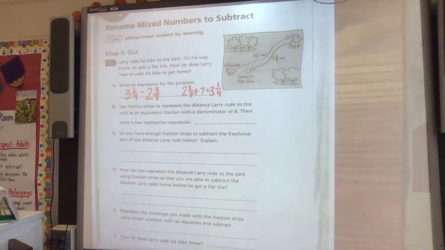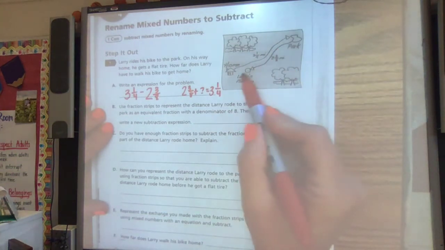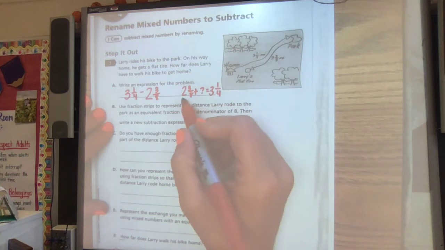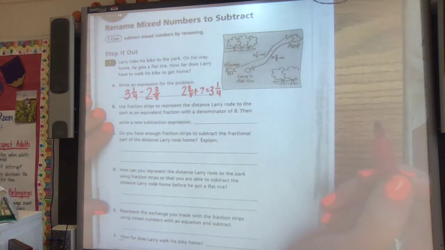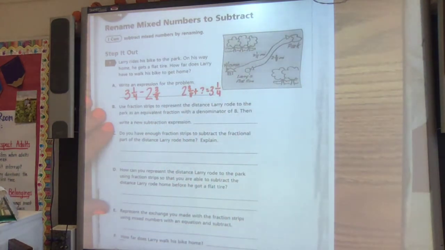So we could say 3 1/4 minus 2 3/8 will help us figure out this part. Or you could say 2 3/8 plus something has to give us that 3 1/4. So that would be an equation, not an expression, but two different ways we could look at it.